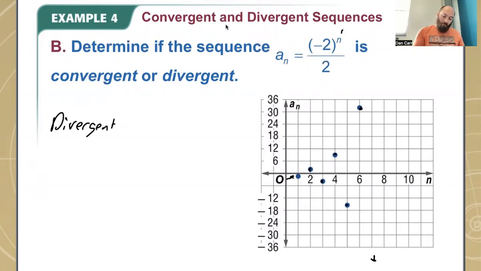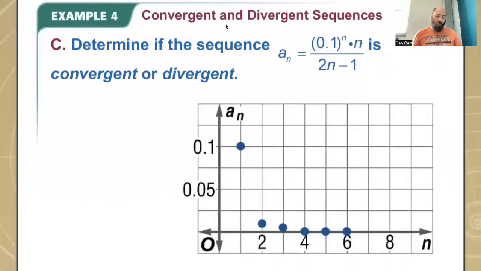Okay. And then one more here we can look at. Determine if this sequence is convergent or divergent. Once again, if you're doing this on your calculator, I would suggest plugging in values for n to see what's happening with the numbers, just to get a feel for what the pattern is. Plotting them on a graph is helpful because we can see that that's the first term.